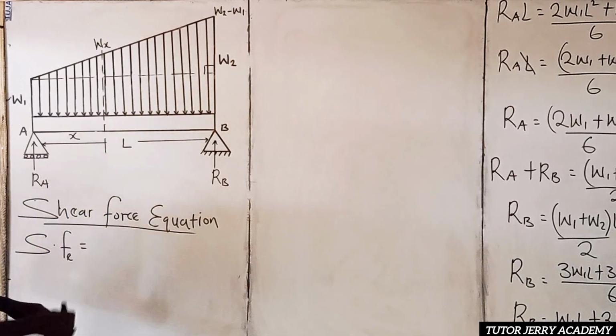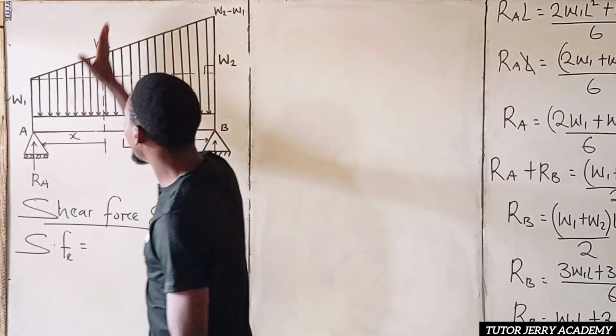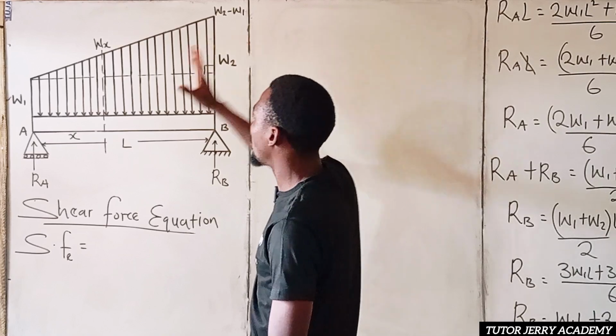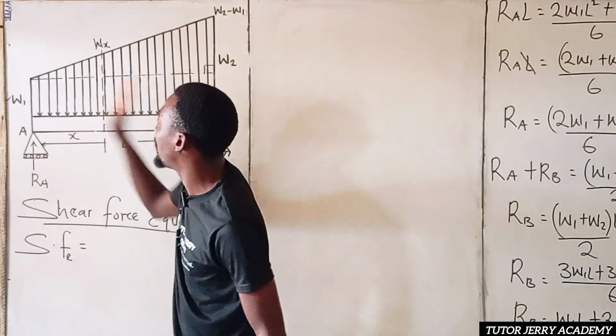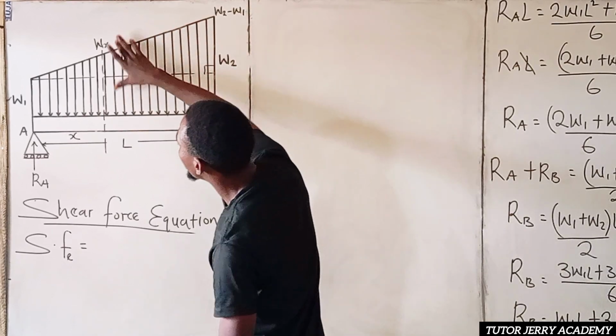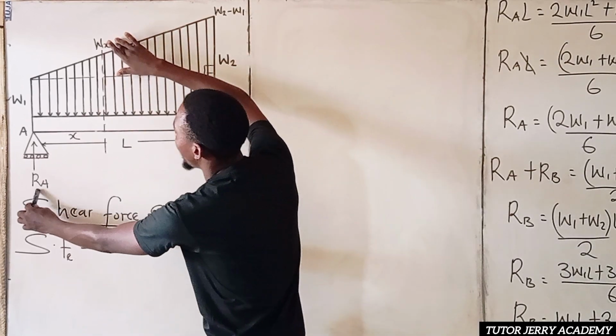Alright. So now, for us to derive the equation here, we are going to say the shear force equation is going to be equals to, now, if you section this beam here, it means that we are taking away all these parts. You understand? So now we are just going to focus on this part only. All right. So now the shear force equation here is going to be equals to RA.